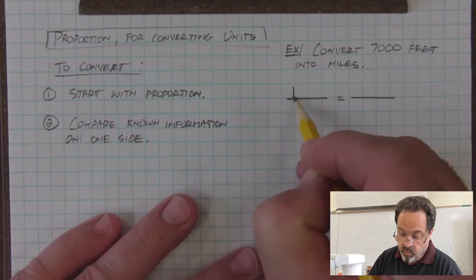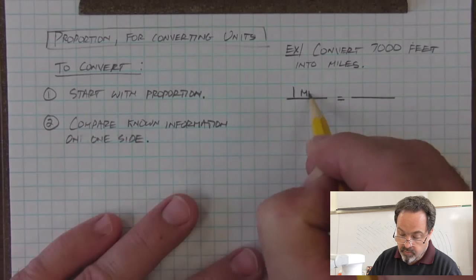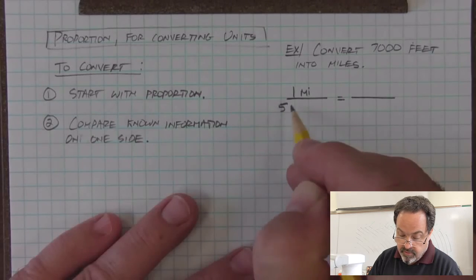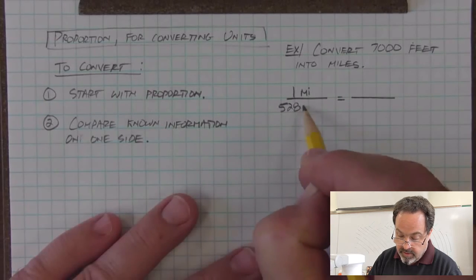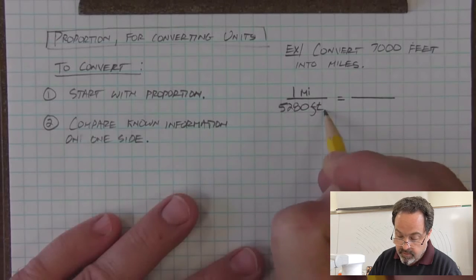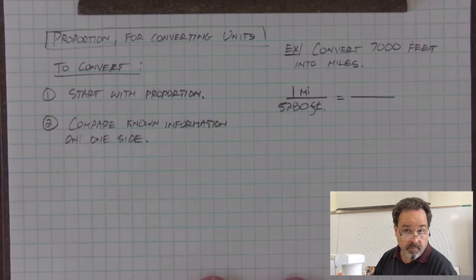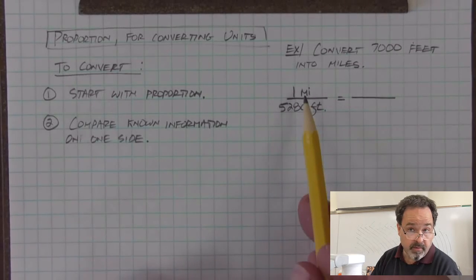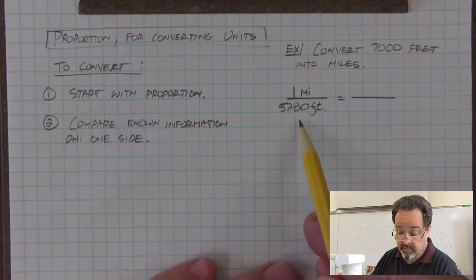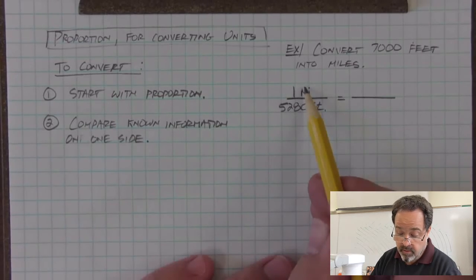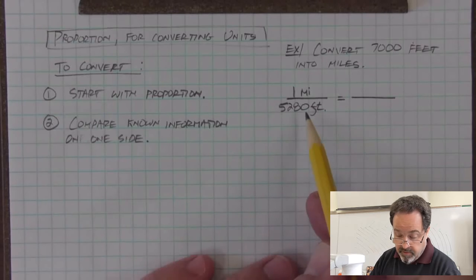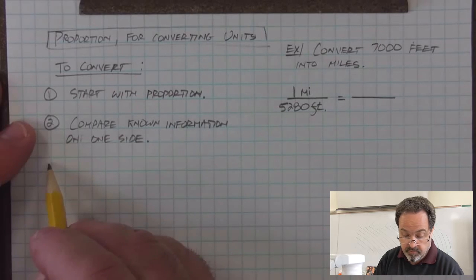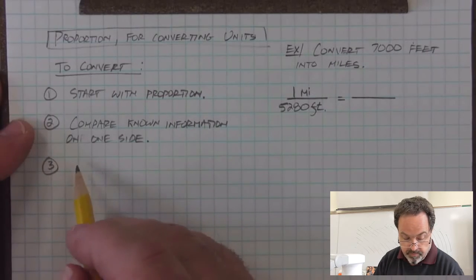If we're going to compare feet and miles, then we're going to, on one side, compare the 1 mile and the equivalent 5,280 feet. This information might have needed to be looked up. Some people have memorized how many feet are in a mile, but a chart can tell us how to compare 1 mile and 5,280 feet. That's what we've done in step 2, and we go on to step 3.